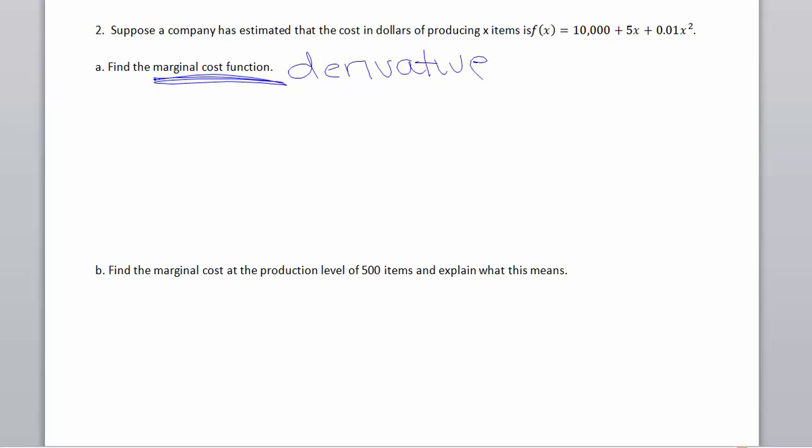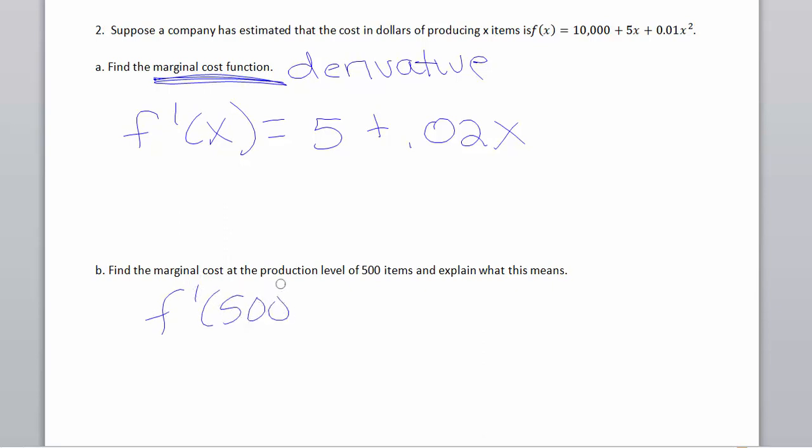Is it increasing or decreasing? Okay, at some point it's going to increase for a while, say to make 0 to 100 candles, and then at some point it's actually going to get cheaper to make more of them. So my derivative of the one given is just, if I look, 5 plus 0.02x, there's your marginal cost function. Part B is saying find the marginal cost at the production level of 500. So that's just saying plug 500 in, and then what does it actually mean?